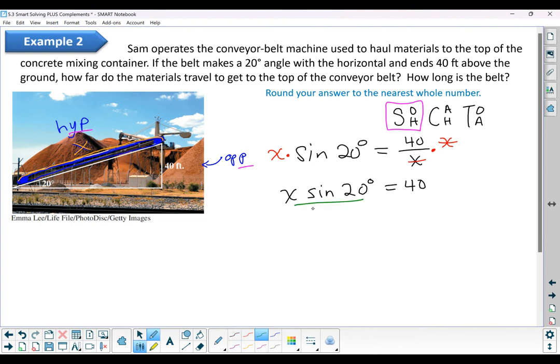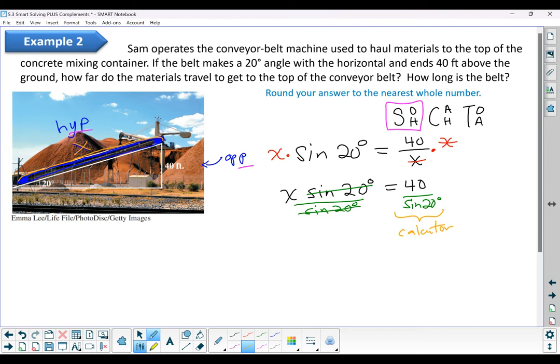And then we can divide by the sine of 20. And that sometimes feels very weird to people at first, but sine of 20 degrees is just a number and we can divide by it. And so now we're ready to type this into our calculator. I am not spelling very well today, sorry. We're going to type in 40 over the sine of 20 degrees to get our final answer.